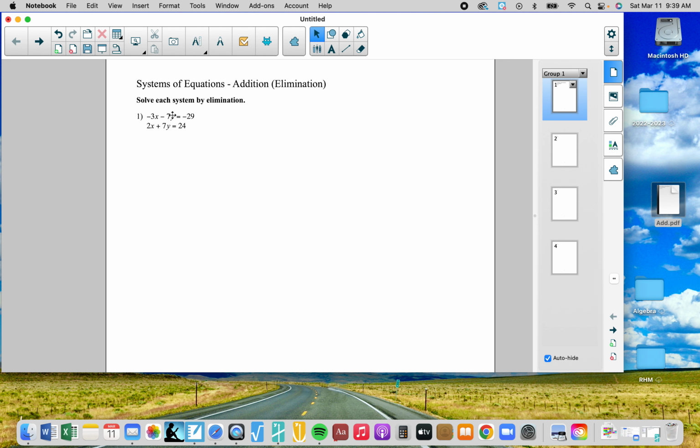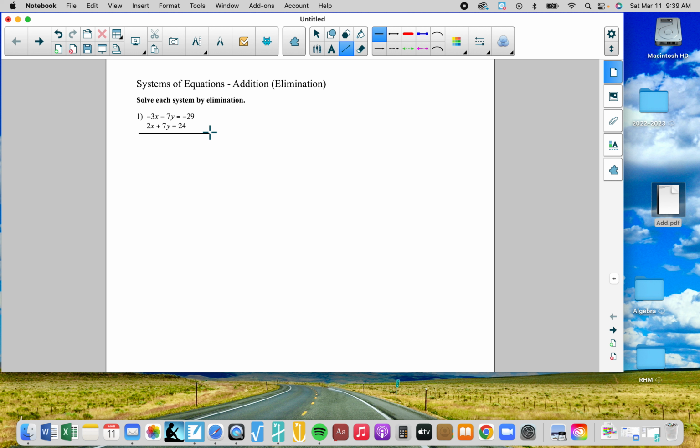So in this example, we have two equations. They happen to be, in this case, in standard form. It doesn't really matter what form they're in. We just need the variables to be on the same side. The variable that we're going to cancel needs to be on the same side of the equal sign. That's one of the most important concepts of this.